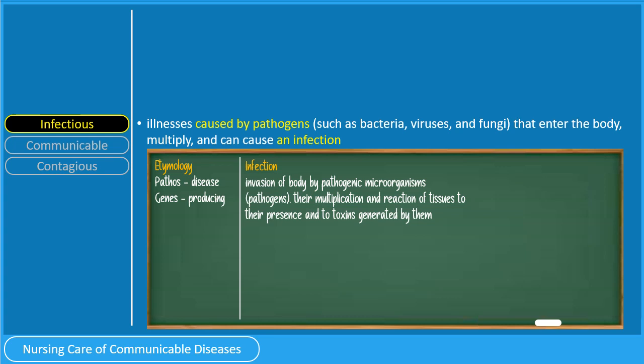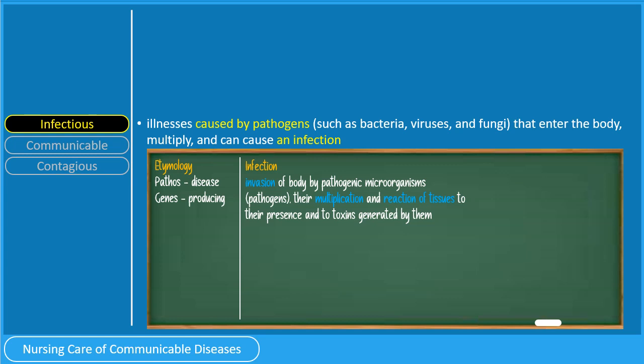How about infection? Infection is the invasion of the body by pathogenic microorganisms, their multiplication and reaction of tissues to their presence, and to toxins generated by them. The key phrase here is, said multiplication results in tissue damage.